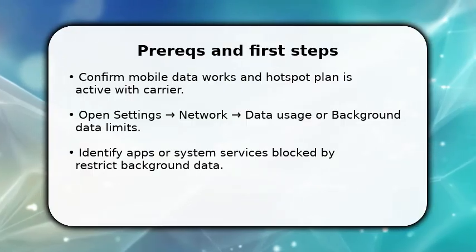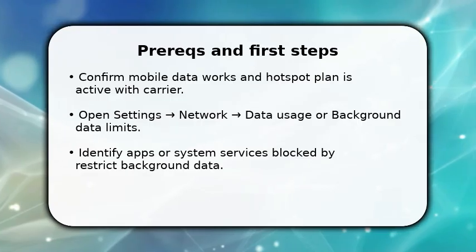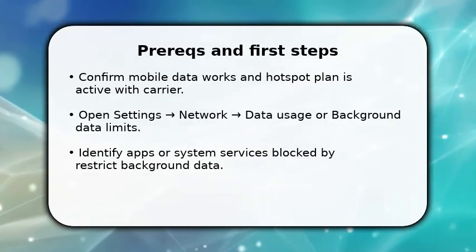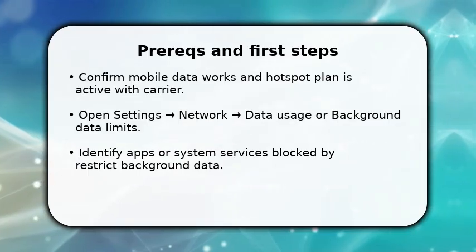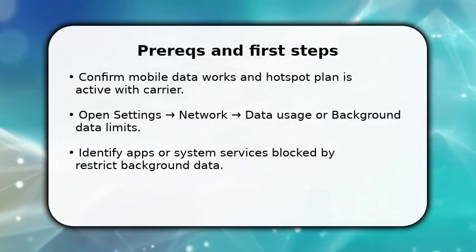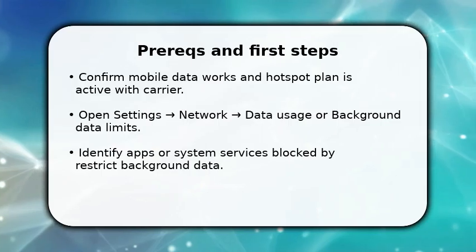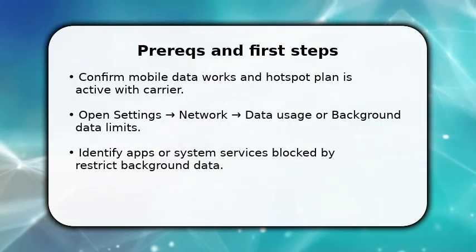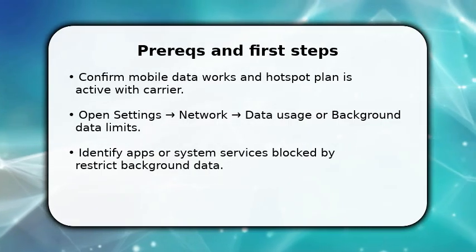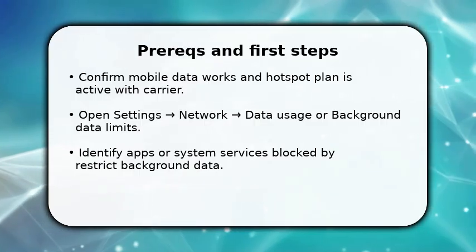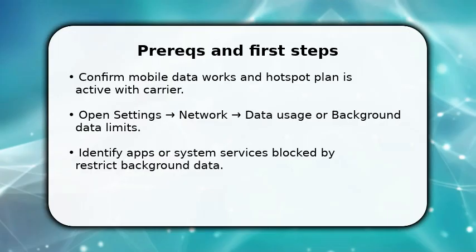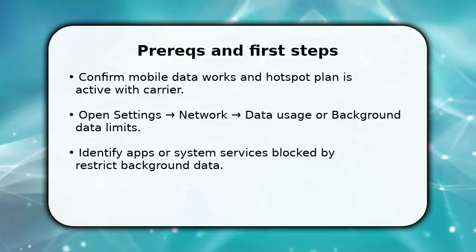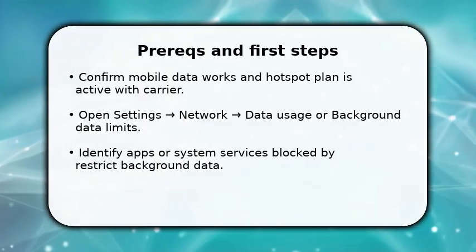You start by confirming the essentials. Mobile data is active, and your plan allows tethering. Next, open settings and go straight to network or data usage to view background data controls. Once there, identify any apps or system services that show restricted background access. These often block hotspot negotiation. You do this because tethering requires certain background processes to run, and restricting them prevents the phone from routing other devices' traffic.